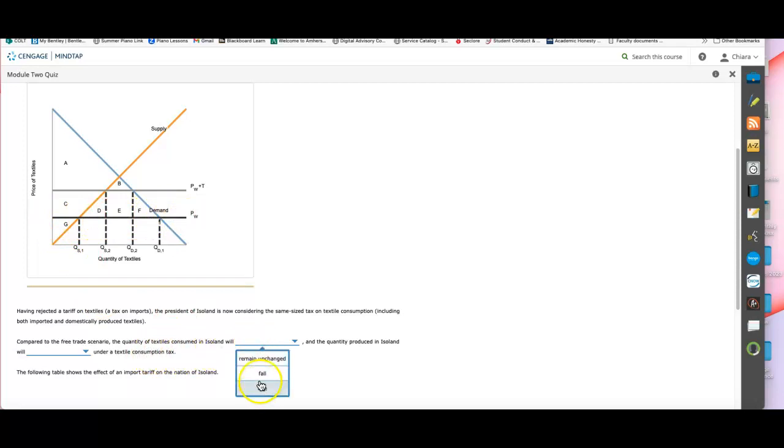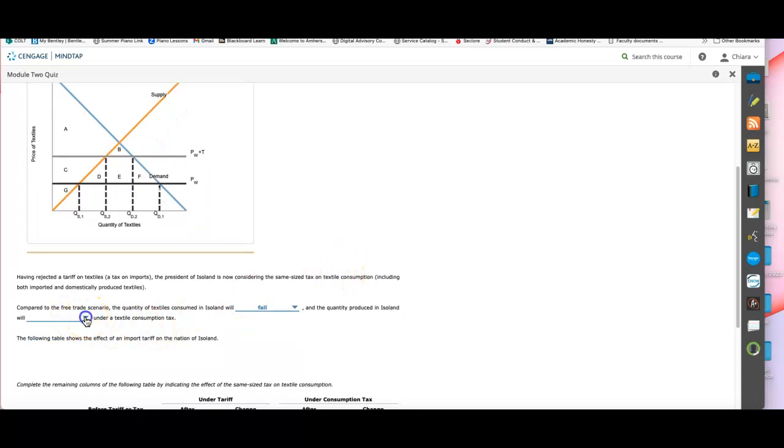in Isoland will fall, and the quantity produced in Isoland will remain exactly the same at the world price because the suppliers are not collecting this tax. So it doesn't make any difference for them. So it will remain unchanged under a textile consumption tax. That's a tax imposed on consumption, and it makes no difference for the suppliers because they will receive the world price. The following table shows the effects of an import tariff on the nation of Isoland.